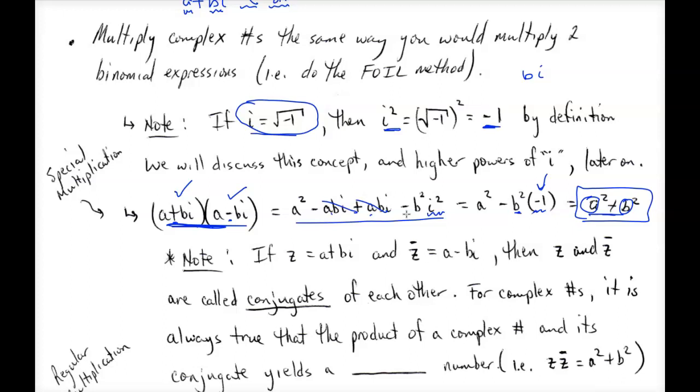And we'll talk about that a little bit later. So we see here a complex number a plus bi and its conjugate. If it's just represented by a letter, we normally just put a line over it. Then these are called conjugates. And for a complex number, it's always true that the product of a complex number and its conjugate gives you a real number result. So that's what I was trying to get at.